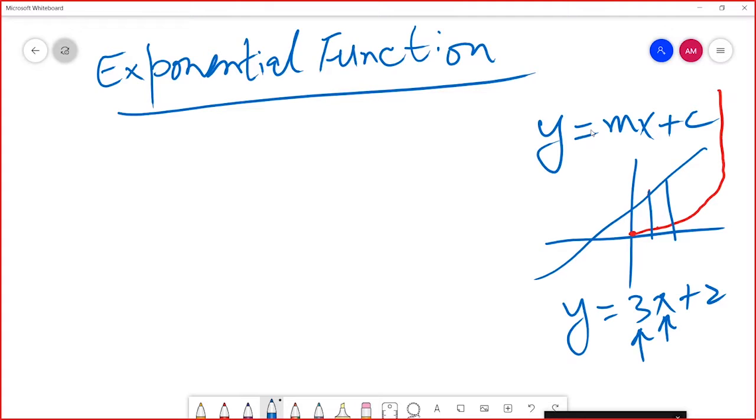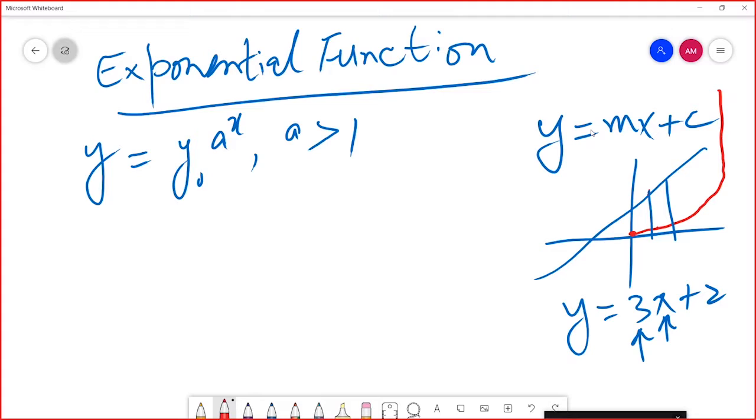So let me write the generic formula of the exponential function. The generalized formula of the equation of the exponential function is y is equal to y naught times a raised to the power x, where a is greater than 1. It can also be less than 1. Do you have some idea of this exponential function or no? Not really. Okay, no worries.